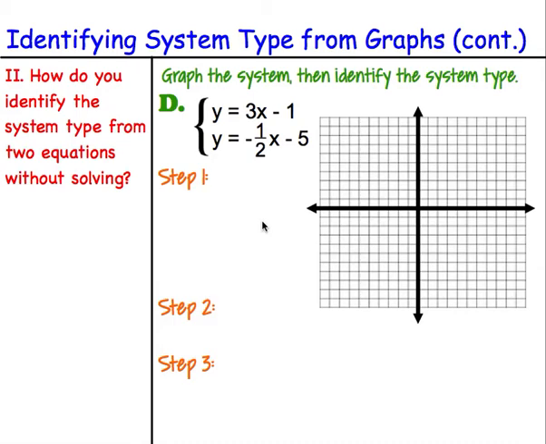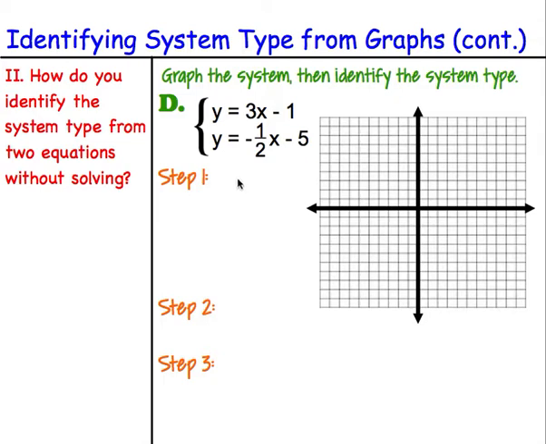Second part of our lesson today with identifying the type of system is going to be where we aren't given the graph, we're simply given two equations. In our case here, we have y equals 3x minus 1 and y equals negative 1/2 x minus 5. We're not worried about solving them today. We'll get into that later in the week. What we want to know is whether this system is consistent, inconsistent, dependent, or independent.